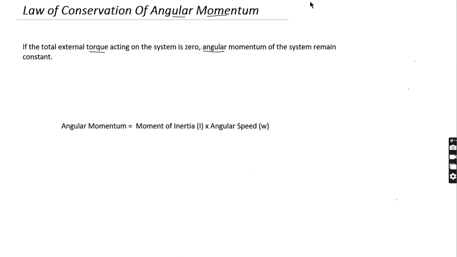In law of conservation of linear momentum, we talk that if the total external force acting on the system is zero, then the linear momentum of the system remains conserved. Since we are talking about rotational motion, here the force is replaced with the word torque and linear momentum is replaced with angular momentum. What is angular momentum? Angular momentum is product of moment of inertia and angular speed.